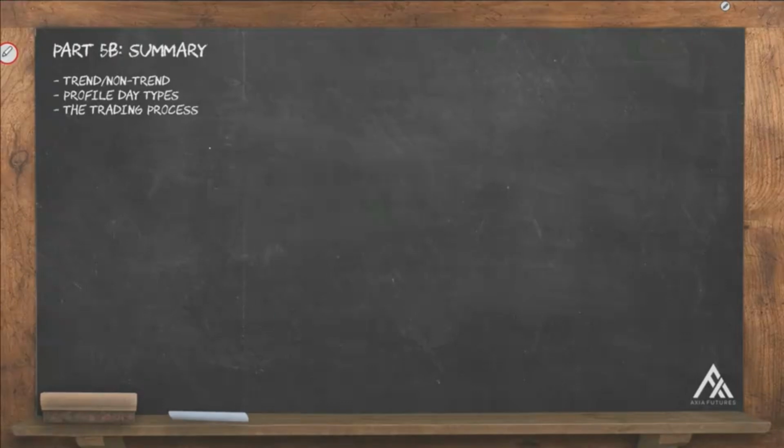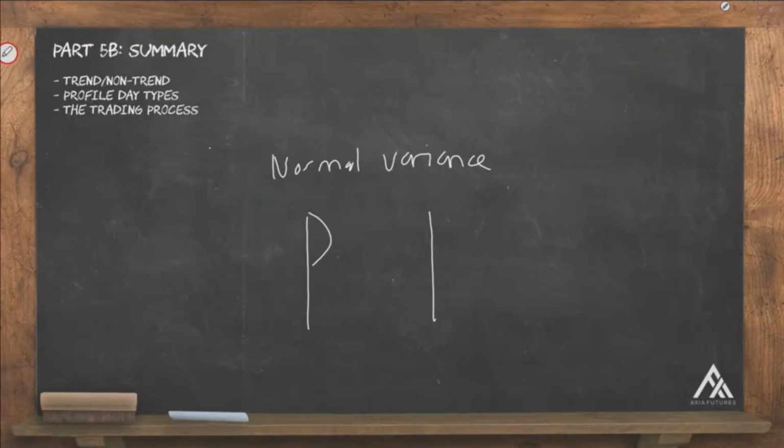Now, our third example we spoke about was the normal variance. A normal variance, as the word variance suggests, is where we have a little bit of non-symmetry in the market.